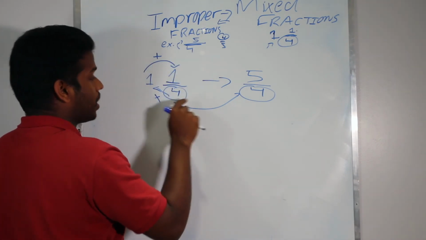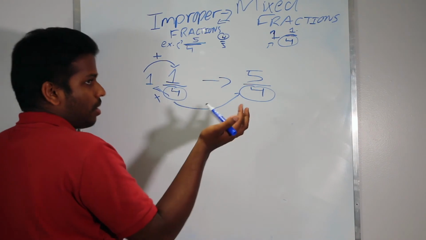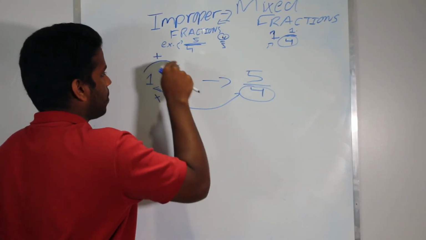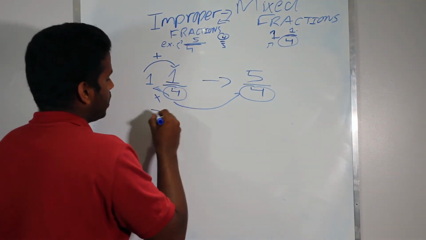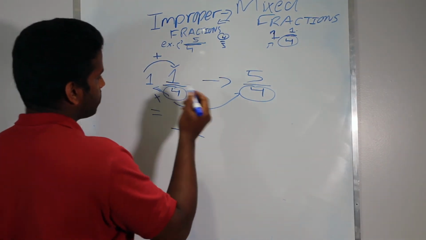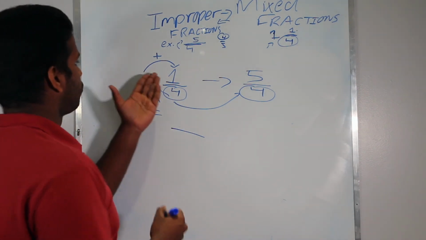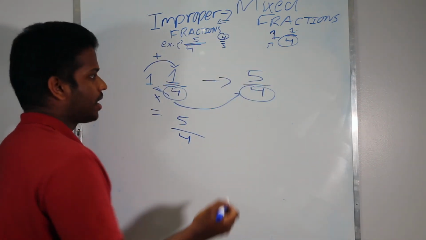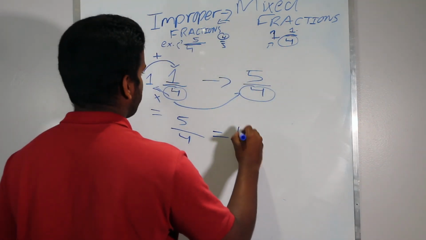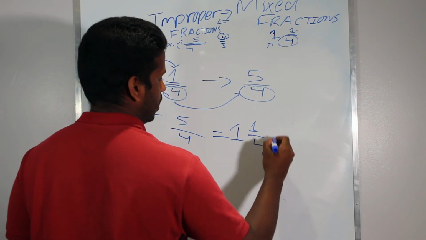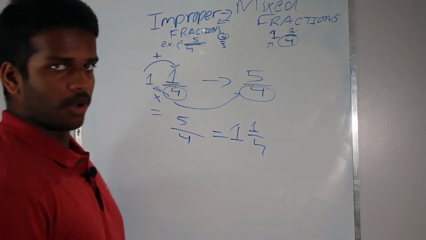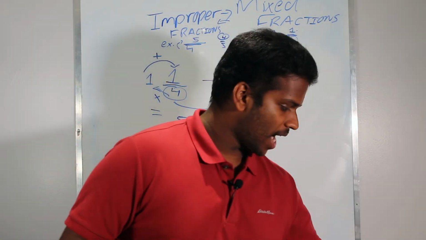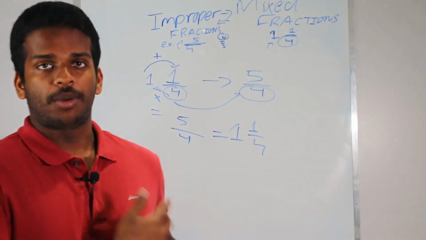The denominator still remains the same. So you take that number 4, multiply it by 1, then add 1. So you get a new numerator, and then numerator over denominator. 4 times 1 is 4, 4 plus 1 is 5. So 5 over 4, and that is what we had earlier. So it is safe to say that 5 over 4 and 1 1/4 are equal. This is how we convert between improper fractions and mixed fractions. I hope you guys understood it by watching this video.